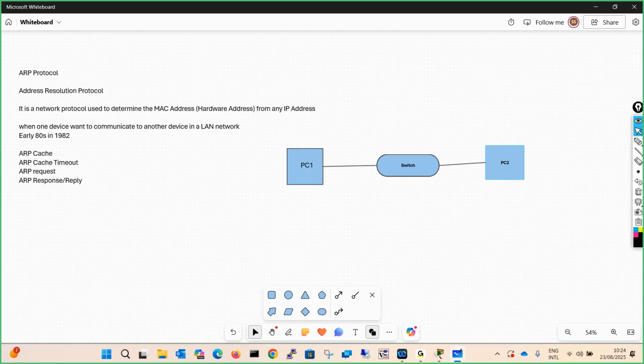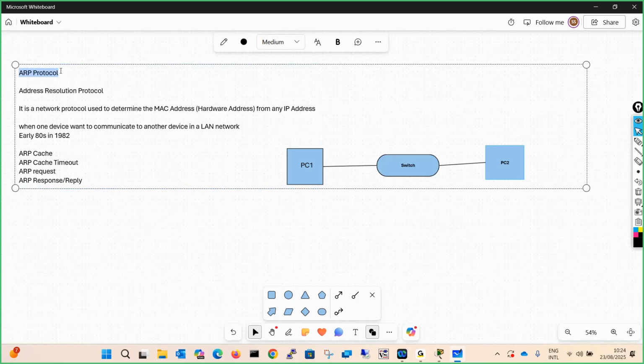So in today's lecture, we are going to discuss the ARP protocol. As everyone knows, ARP stands for Address Resolution Protocol, and it is an important protocol that plays an important role in the networking world. When working with your network systems, the ARP protocol helps you identify specified network devices and find their addresses. We have already discussed all this in our previous lecture.